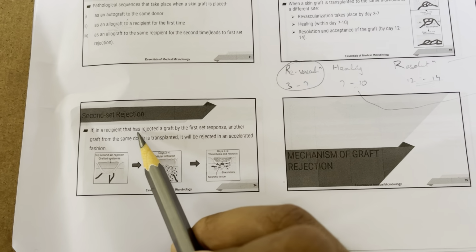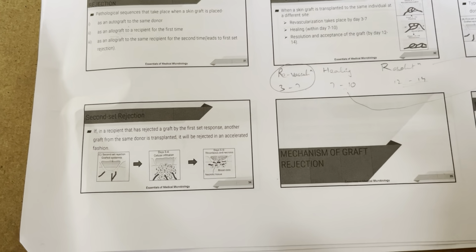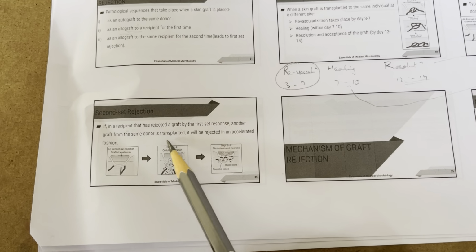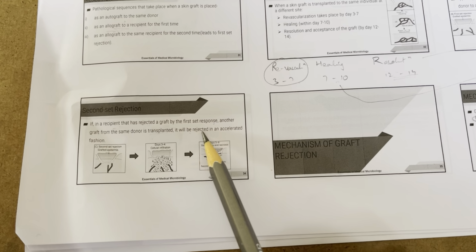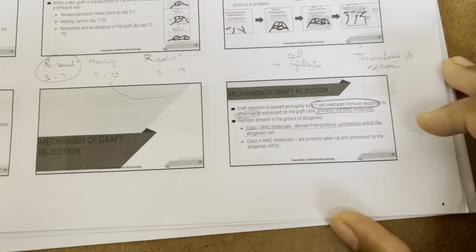Next, second set reaction rejection. If a recipient has rejected a graft by the first set response, another graft from the same donor, if transplanted, will be rejected in an accelerated fashion.